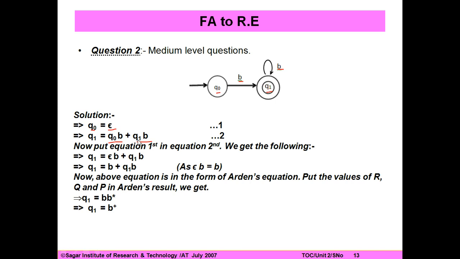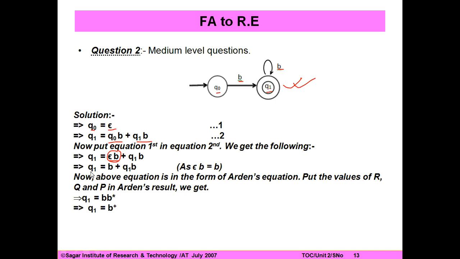Okay, so now we'll have to solve this equation for Q1, because Q1 is the final state and we need the equation for this one. So this is Q1 equal to Q0 B plus Q1 B. For Q0 we are going to put epsilon here. This is what we call the substitution method. So we put the Q0 value here itself. So we have this one. We know by using the rules or identities that epsilon B is going to give you B itself.